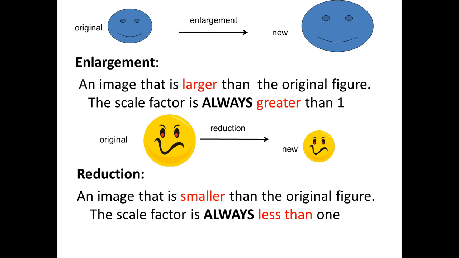So an enlargement is an image that is larger than the original figure, and this scale factor is always greater than 1. So if we're getting larger, our scale factor has to be greater than 1. Now reduction is an image that is smaller than the original figure, and the scale factor is always less than 1. So this is especially important when it comes to taking assessments and you have multiple choice answers. If you can recall that in an enlargement you're getting larger, so the number has to be larger than 1, and in reduction you're getting smaller, and so your scale factor has to be smaller than 1.